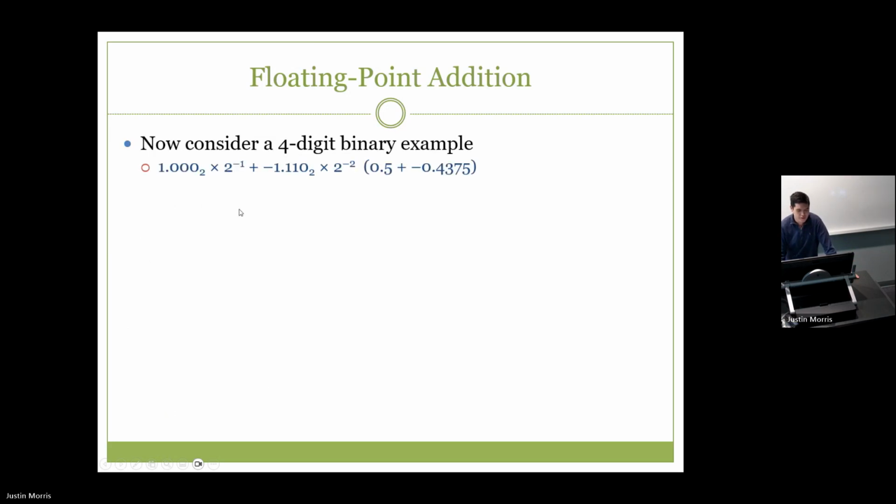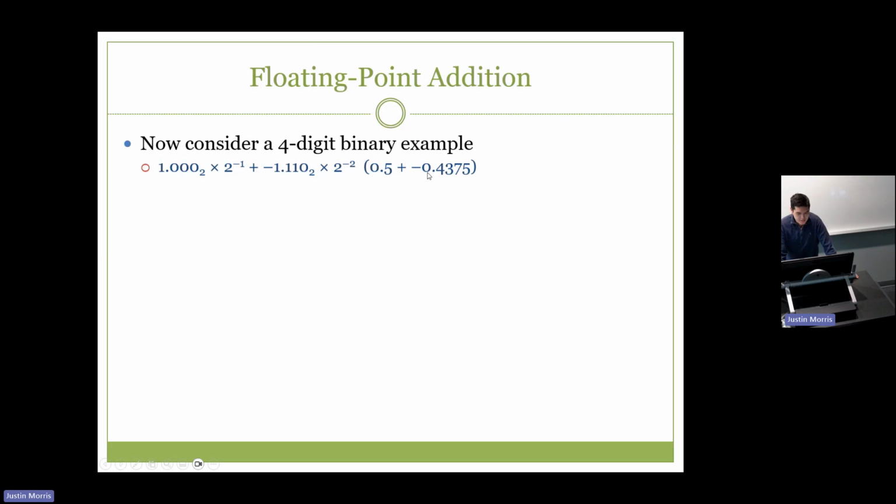So now we're going to look at this 4-digit binary example. We have 1.000 times 2 to the -1, and we want to add -1.110 times 2 to the -2, and then it's converted to decimal here, just so that we can double check our answer in the end.